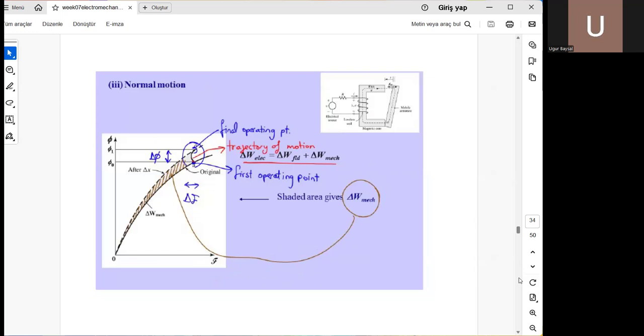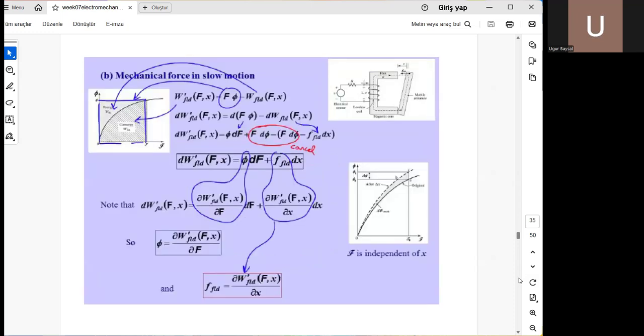Now, in normal motion, of course, both of them act together and there's no straight line trajectory following, rather very curved and complex and almost impossible to estimate accurately. But this is not our business. The results are important for us.